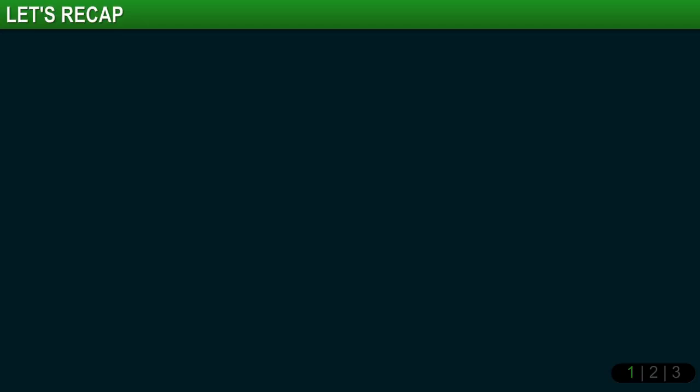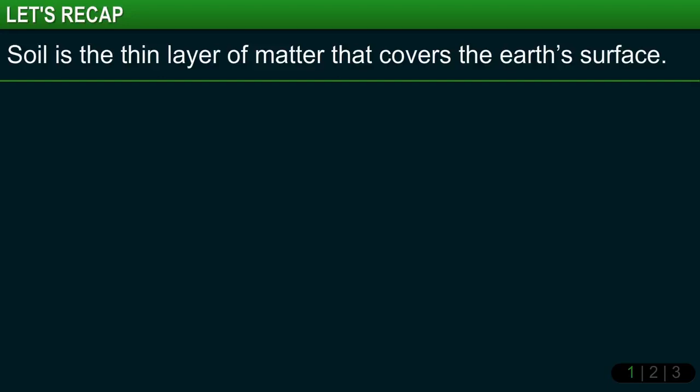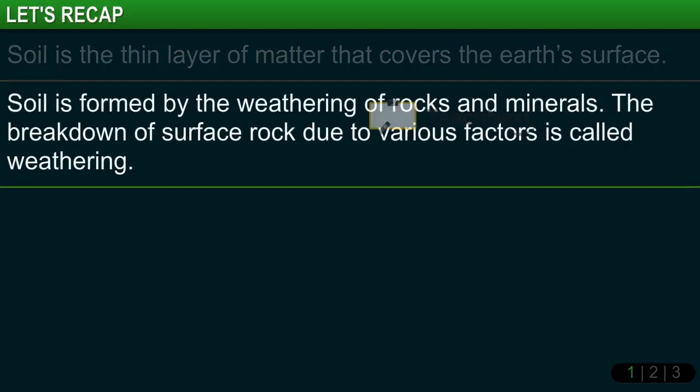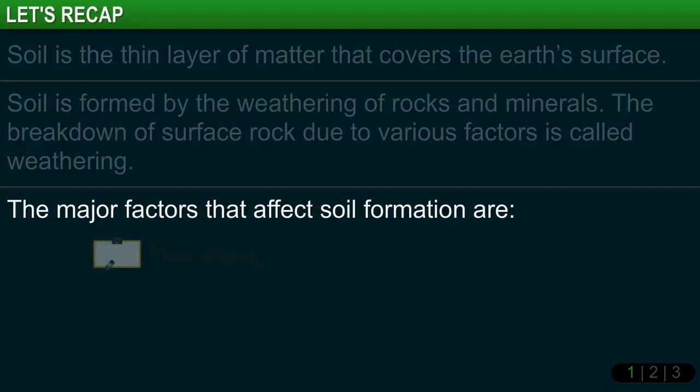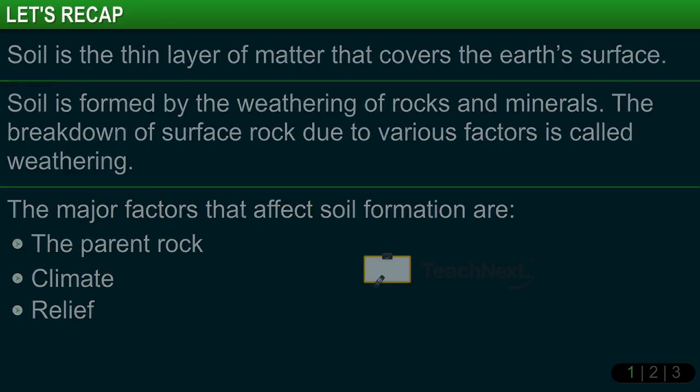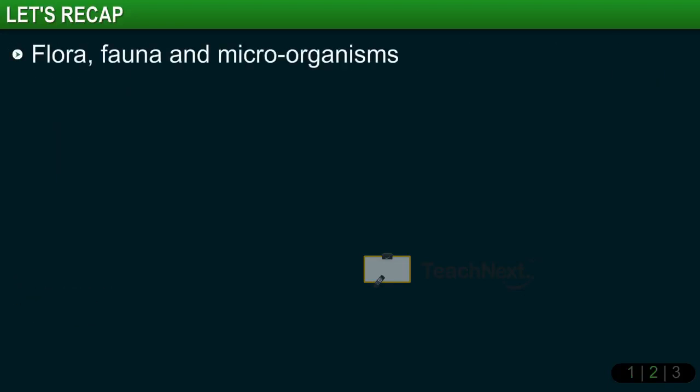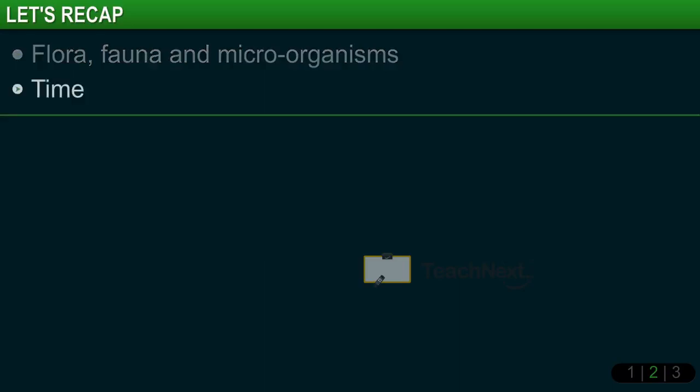Let's quickly recap what we've covered so far. In this module, you learned that soil is the thin layer of matter that covers the Earth's surface. Soil is formed by the weathering of rocks and minerals. The breakdown of surface rock due to various factors is called weathering. The major factors that affect soil formation are the parent rock, climate, relief, flora, fauna and microorganisms, time.